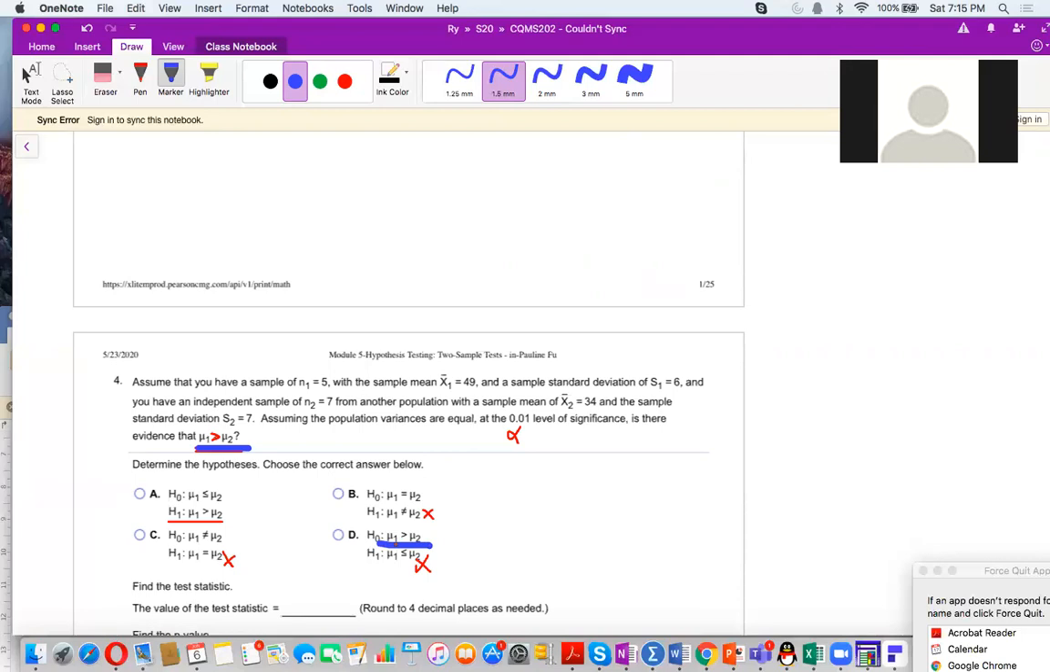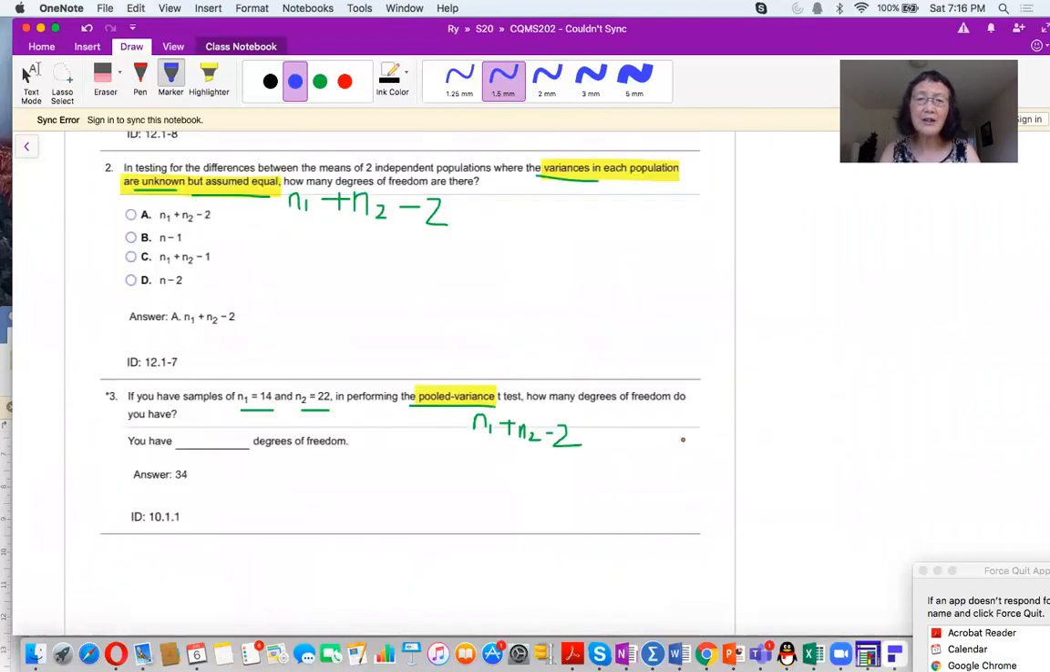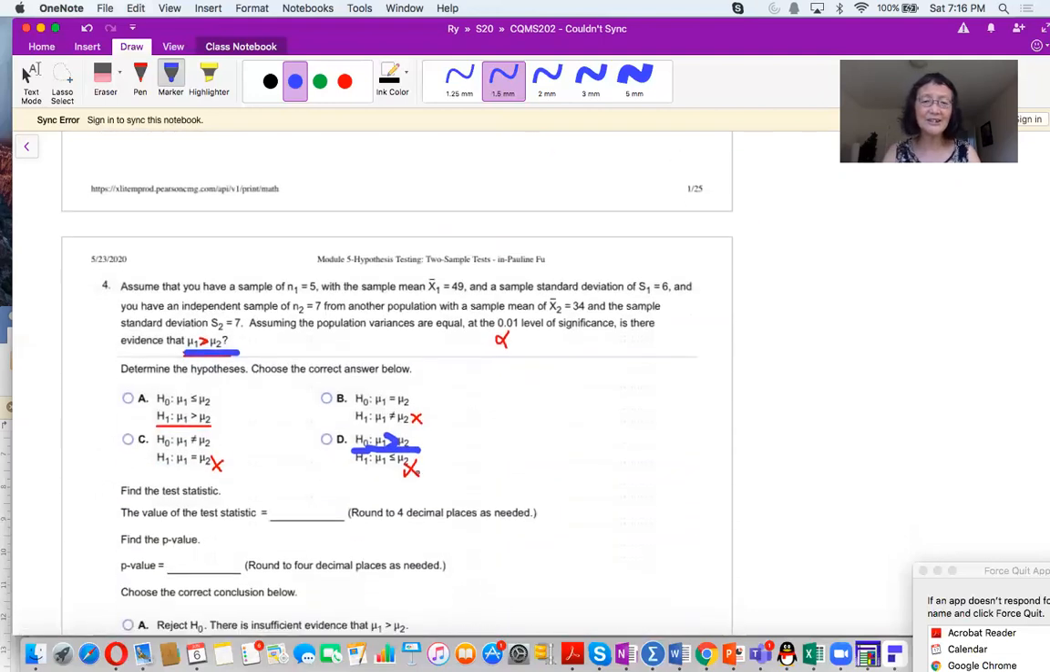Because it's not paired. As you mentioned, H1 and H0 have to be paired together. Thank you so much. This D said H0 greater. H0 will never have a greater sign. This is wrong. H0 only allows three signs: equal, greater or equal, or smaller or equal. H1 has the greater than sign. So this D is wrong.